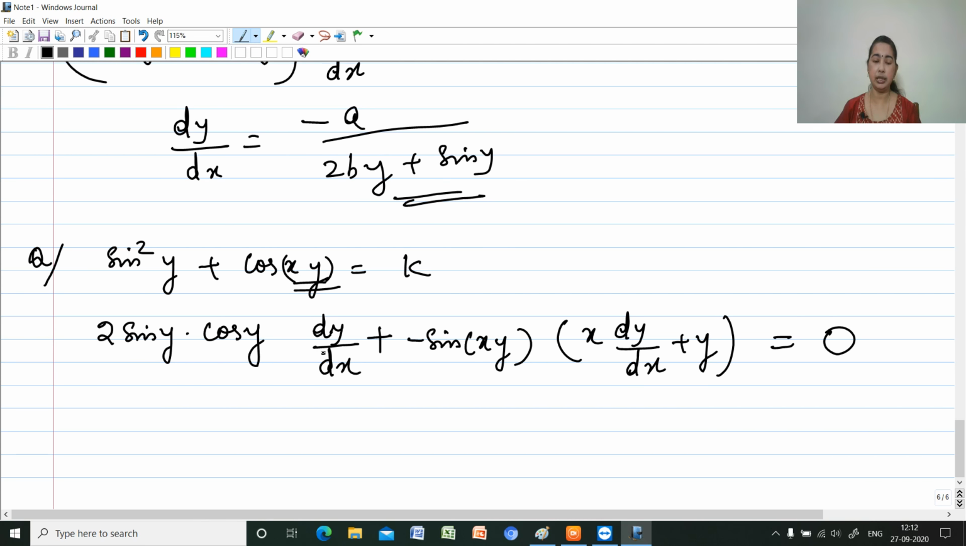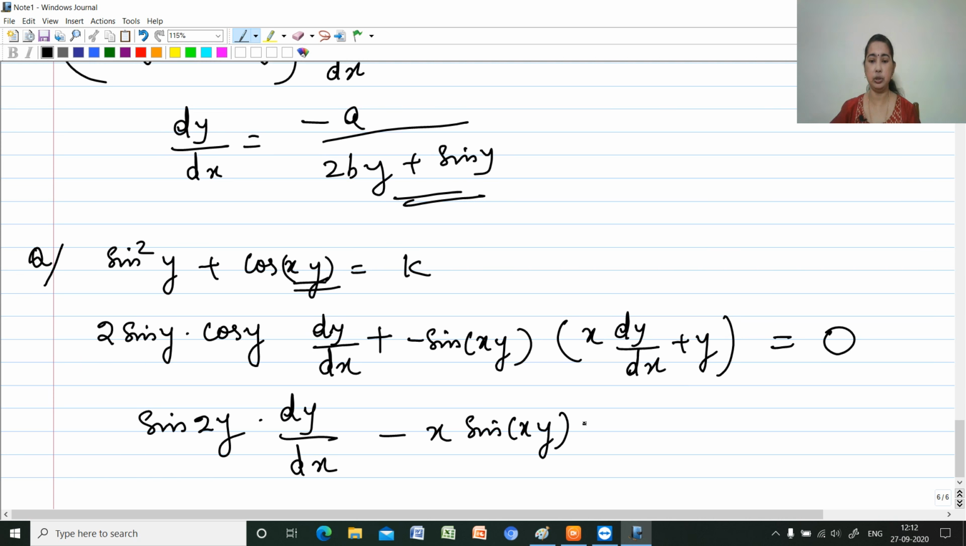Now the terms containing dy by dx we are rearranging together. So here 2 sin y cos y is the same as sin 2y, and into dy by dx, then expanding this, minus x into sine of xy into dy by dx, and the last term is minus y into sine of xy equal to 0.